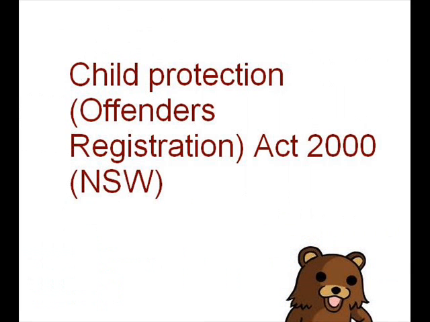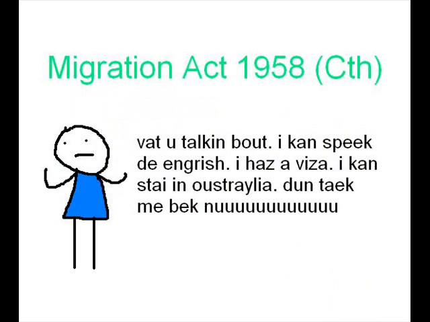Sexual offenders registration. Established under the Child Protection Offenders Registration Act 2000, New South Wales. Deportation. Under the Migration Act 1958, Commonwealth, a migrant can be deported if they are living in Australia without a visa and are tried in their country of origin of a criminal offence.